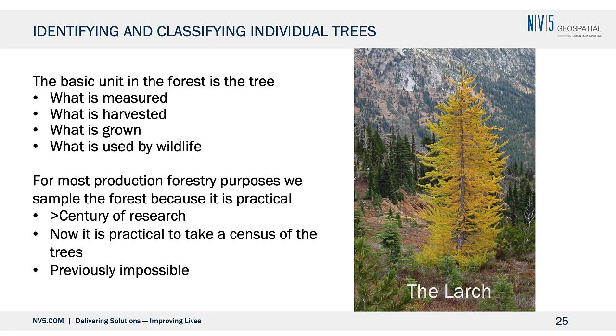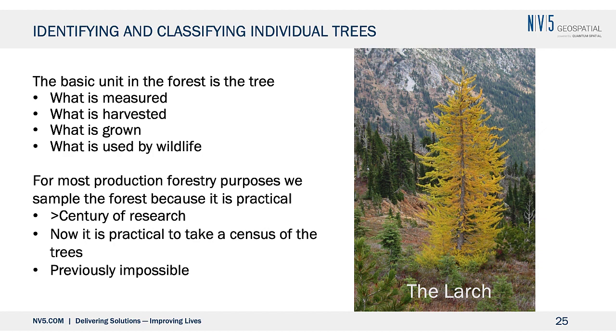For most production forestry purposes, they sample the forest, but that's mainly because it's practical, right? It has previously been impractical to measure and map individual trees. But now we have the technology to actually take a census instead of a sample. If we think about how few trees we usually sample when we assess a forest, we know very precisely what's on a very small area of ground, but we have very little idea of what's happening on the rest of the ground. And this gives us an opportunity to understand what's happening at the large level.